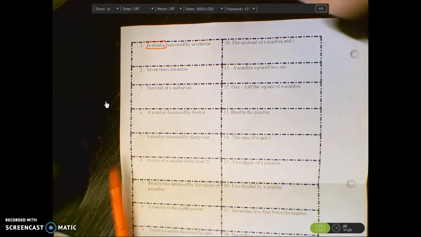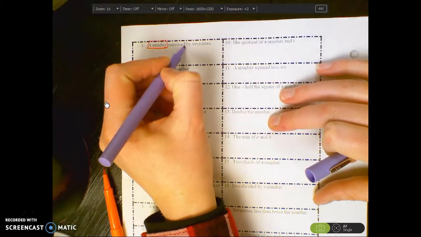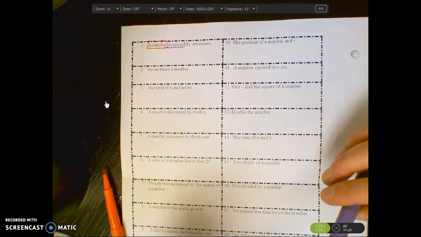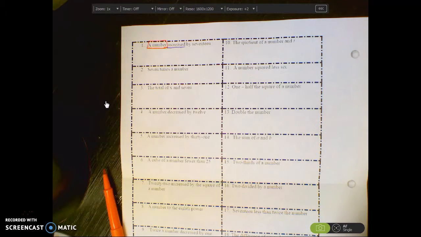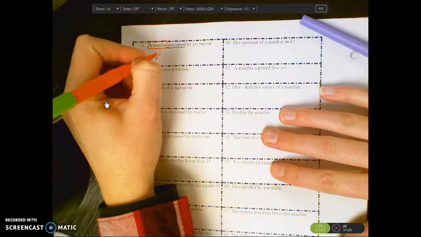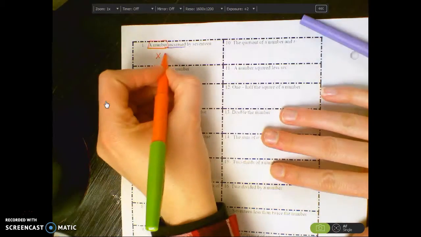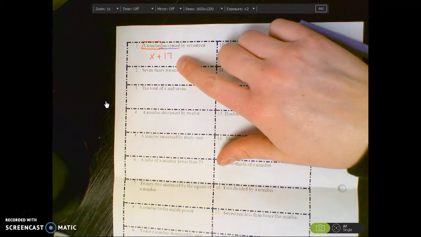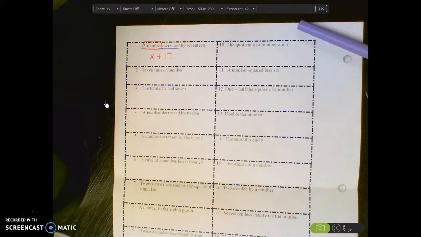So, a number, and then I hear the word increased, okay? So, now you can kind of see what I'm going to use my 2 colors for. I'm going to use my orange always for a number, so where I see my variable, and then I'm going to use my other color for the operation that I'm doing, okay? So, a number increased by 17. A number, any number, increased by 17, okay? Now, this right here is our algebraic expression. It's a sentence. It's an algebra sentence, x plus 17.